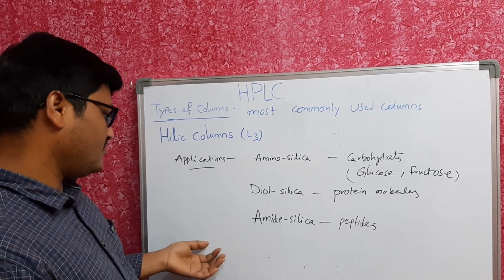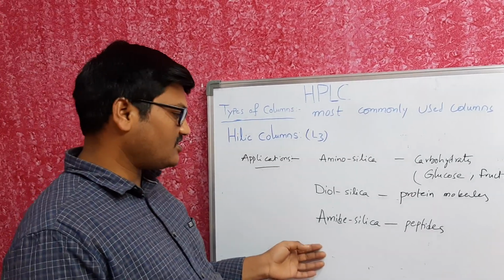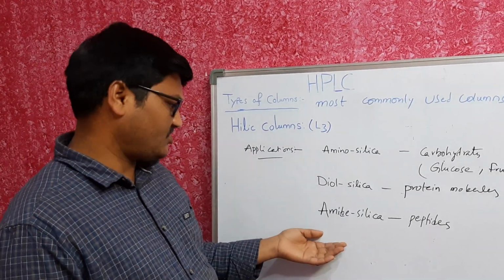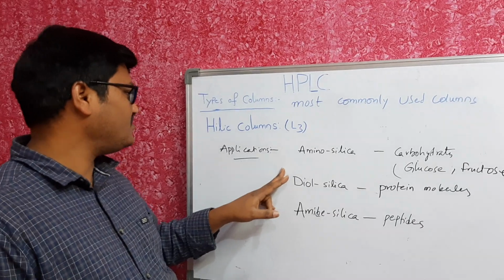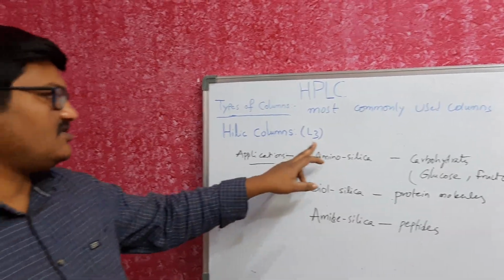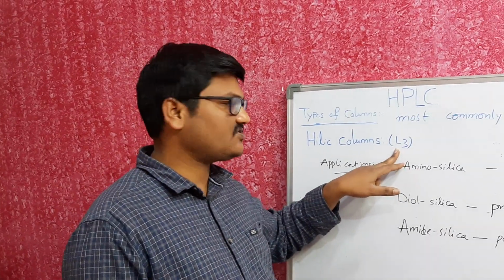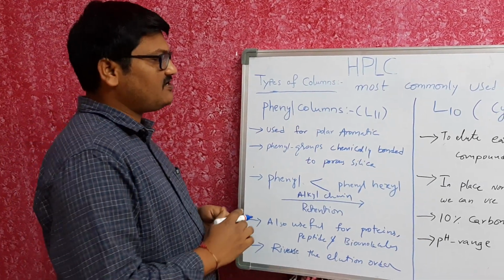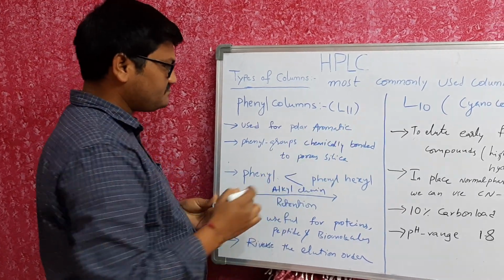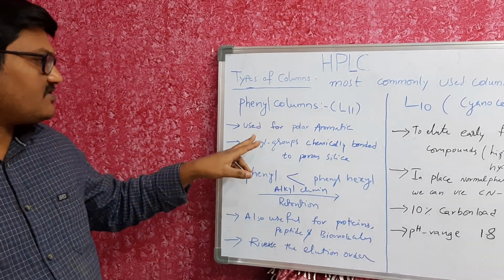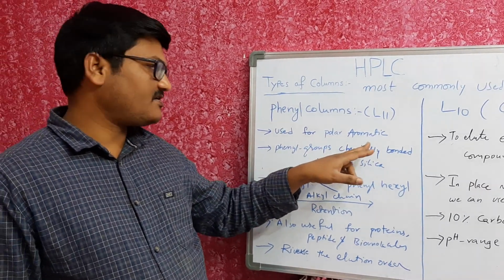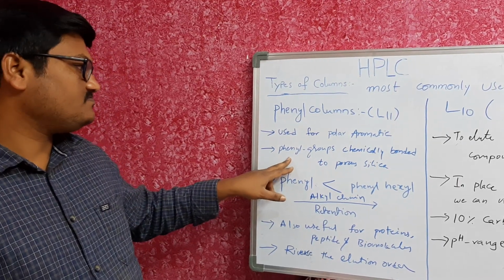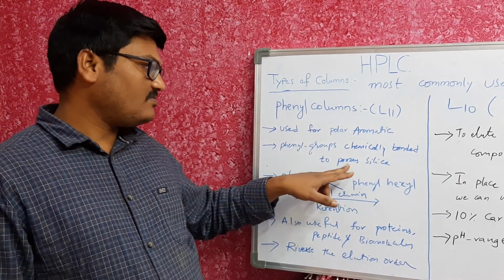And nowadays zwitterionic HILIC columns are also incorporated in the column chemistry. These are the applications of HILIC columns or silica columns or hydrophilic columns, USP category L3. Next one is phenyl columns, USP L11. These phenyl columns are used for polar aromatic molecule separations. These phenyl groups are chemically bonded to porous silica.